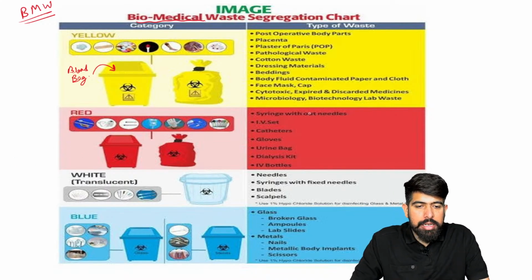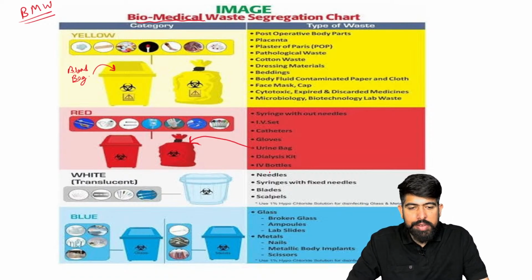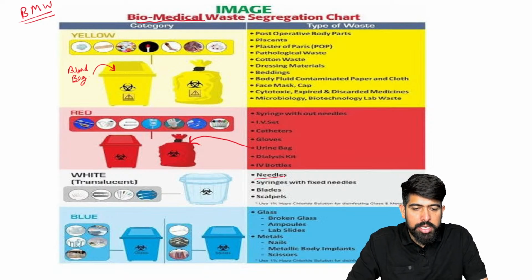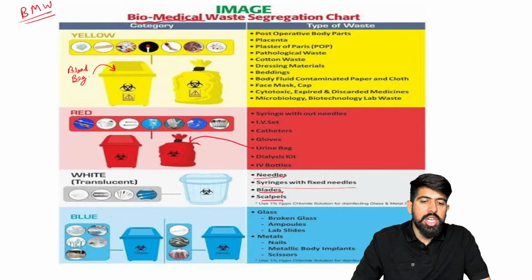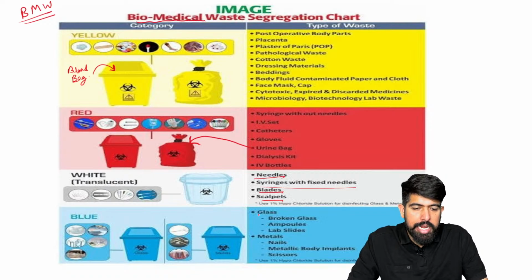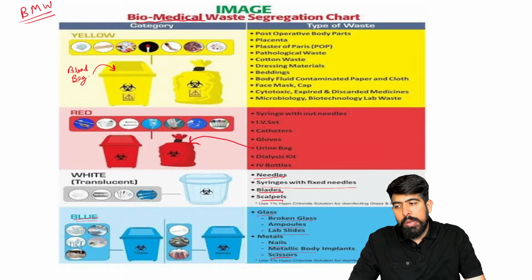Next, in the red, we have syringes without the needle, IV sets, catheters, gloves, urine bag, dialysis kit and IV bottles. Please remember the urine bag goes into the red dustbin. In the white translucent bin, we put the needles and all the sharps like syringes with fixed needle, blades, scalpels. And we have the last, the blue color. In the blue, we have broken glass, ampoules, lab slides, nails, metallic implants of the body, and all will be in the blue.